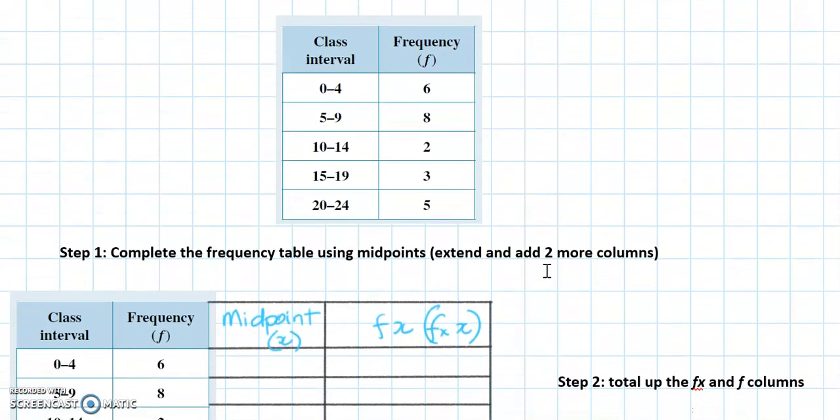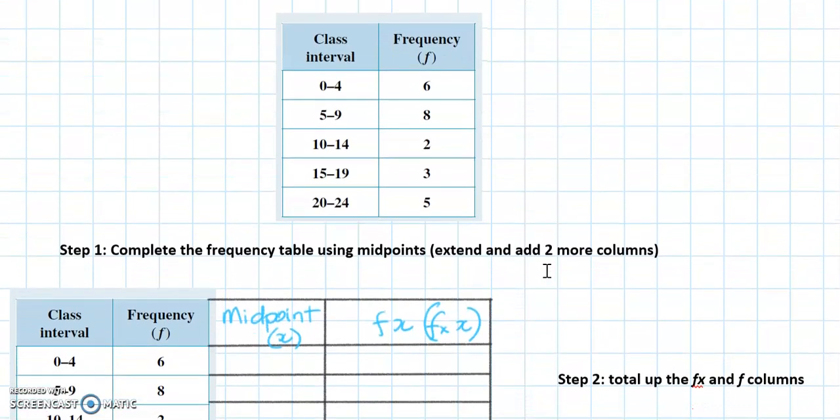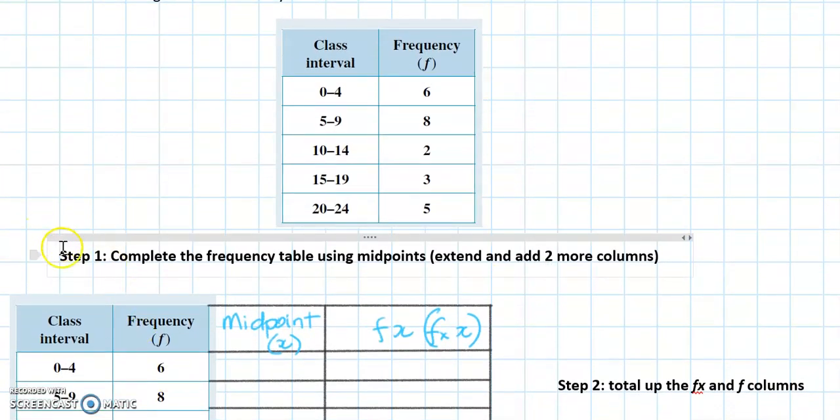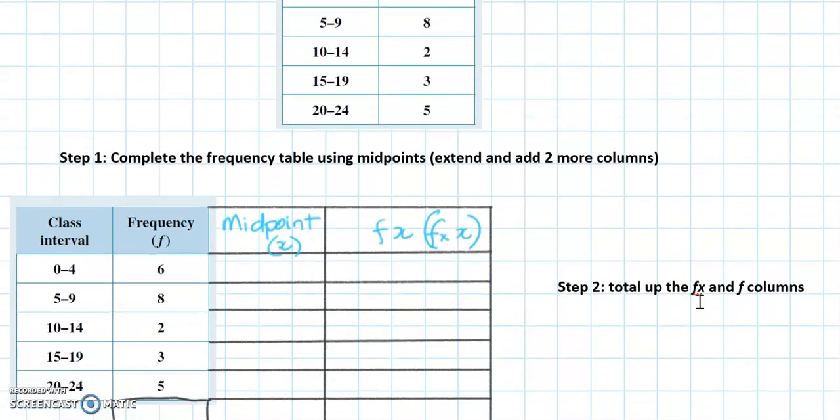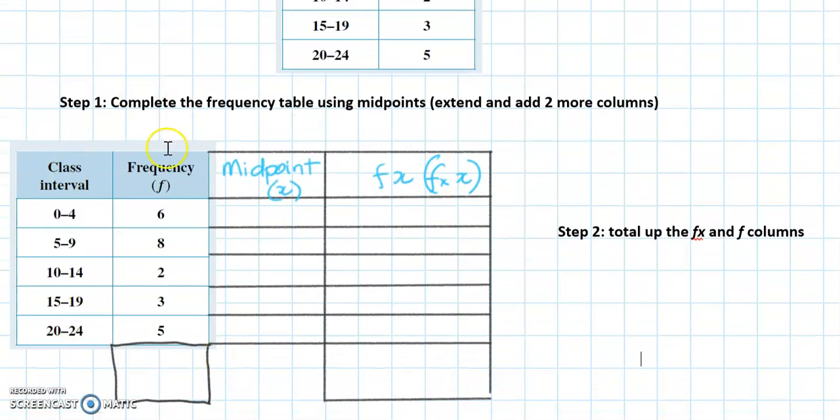The frequency table is already given with the class interval. Now, I've organized this into a step-by-step process. Step 1 is we complete the frequency table using midpoints. The way we do that is we extend our frequency table with 2 more columns. The next column is the midpoint column, and the last one is the column where you multiply the midpoint by the frequency. I'll show what I mean by that.